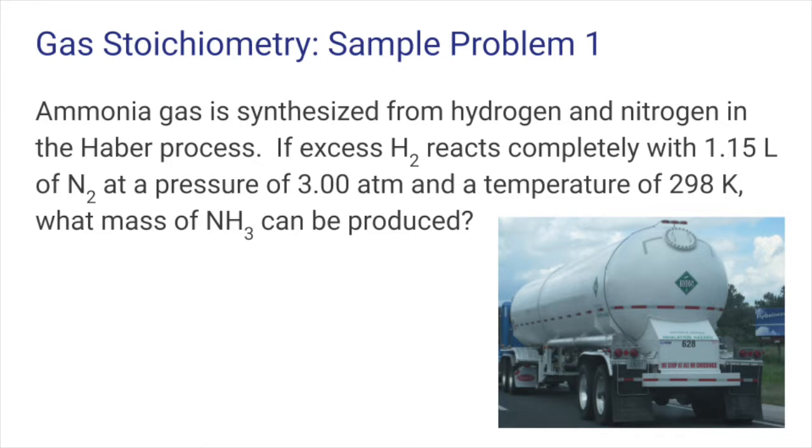Here's a stoichiometry problem. Ammonia gas is synthesized from hydrogen and nitrogen in the Haber process. If excess H2 reacts completely with 1.15 liters of N2 at a pressure of 3.00 atmospheres and a temperature of 298 Kelvin, what mass of NH3 can be produced? Pause now and solve the problem, but don't forget you'll need a balanced equation because it's a stoichiometry problem.